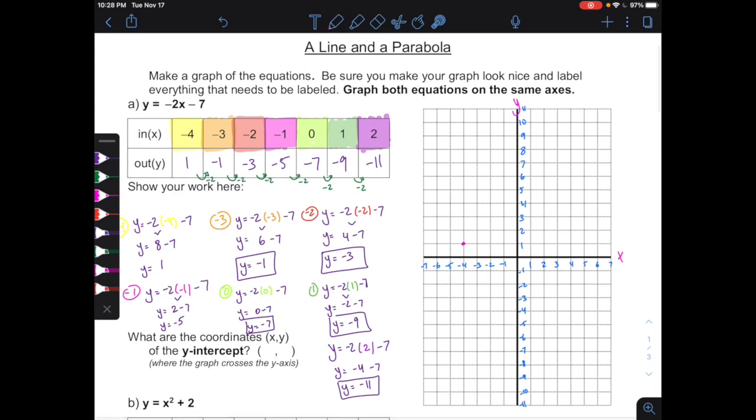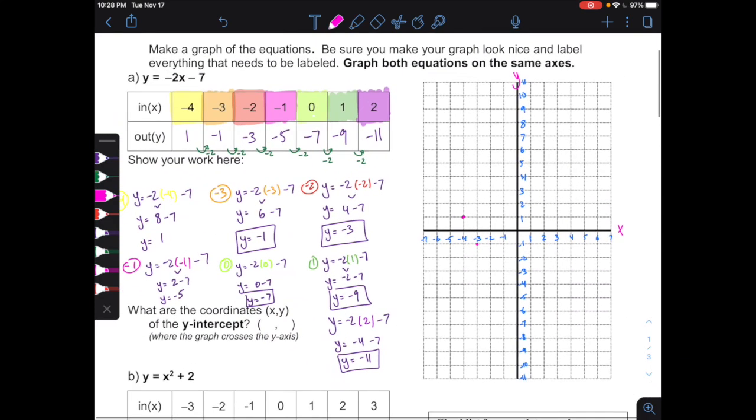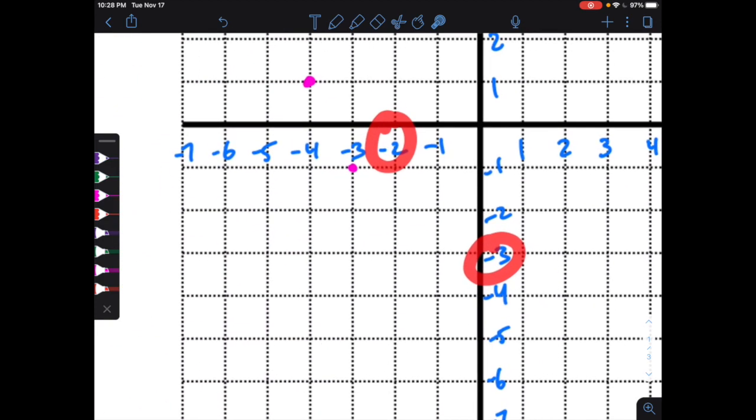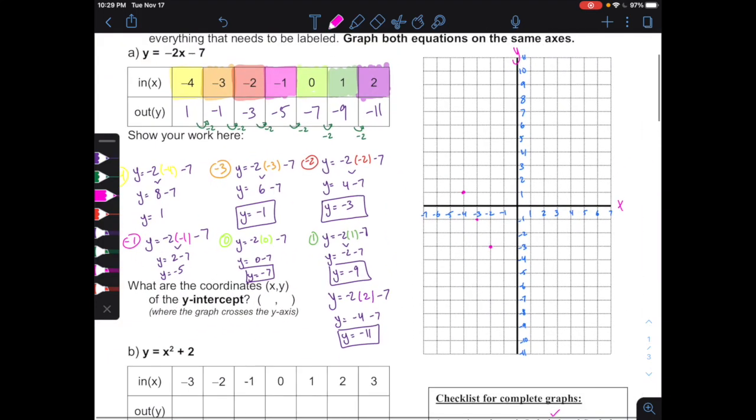Next one, x value is -3, y value is -1. So -3, -1, the point goes right there. Next point, x value is -2, y value is -3. So I'm going to go ahead and draw my point right there. Okay, and we'll keep going.